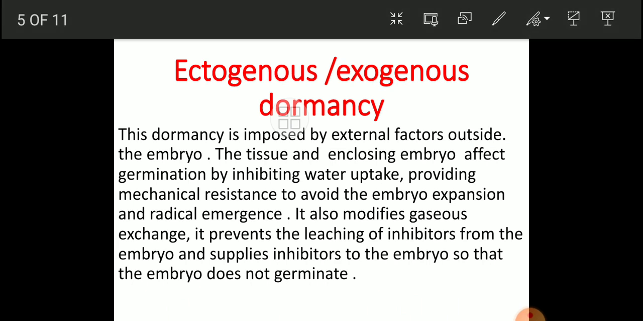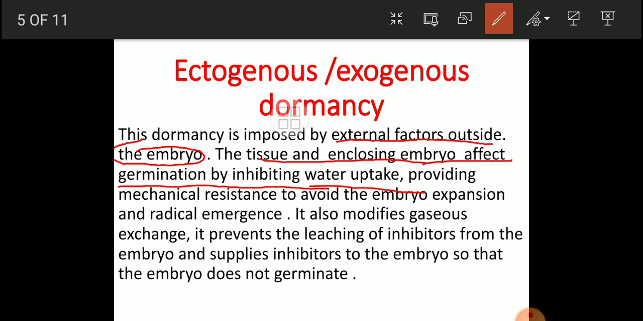Ectogenous dormancy, or exogenous dormancy. As we have already learned, external factors, those factors which are outside the embryo, are responsible for making a seed dormant or keeping a seed in a resting period or dormant condition. The tissue enclosing the embryo affects germination by inhibiting water uptake.